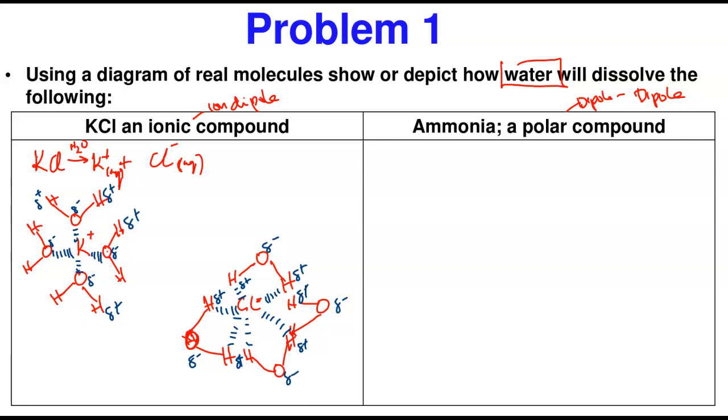Now, what about ammonia? Ammonia is a polar molecule. The Lewis structure of ammonia is this. It has hydrogen. Remember, ammonia is polar by virtue of its trigonal pyramidal structure. Remember, it has a lone pair here. So now, water will begin to interact. Remember, hydrogen here is partial positive, so it's going to interact with the negative here, which is the oxygen of the water.